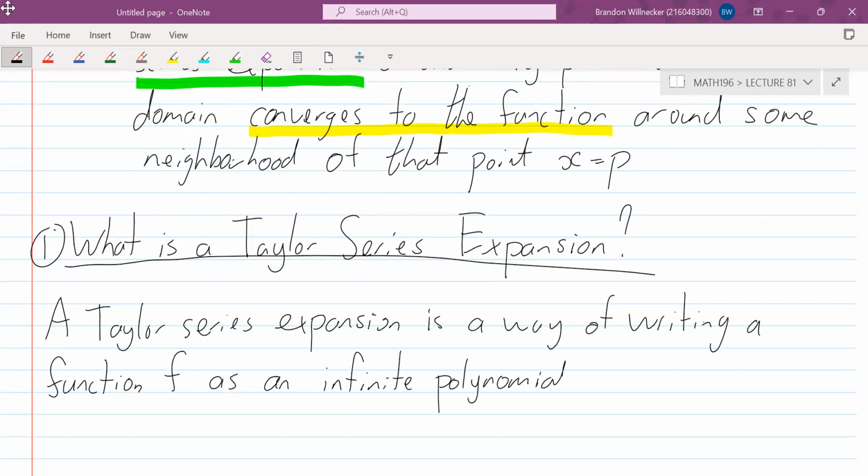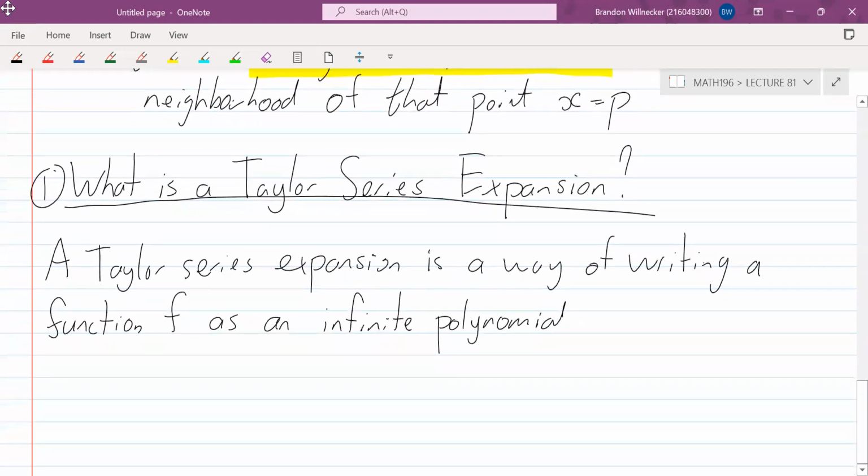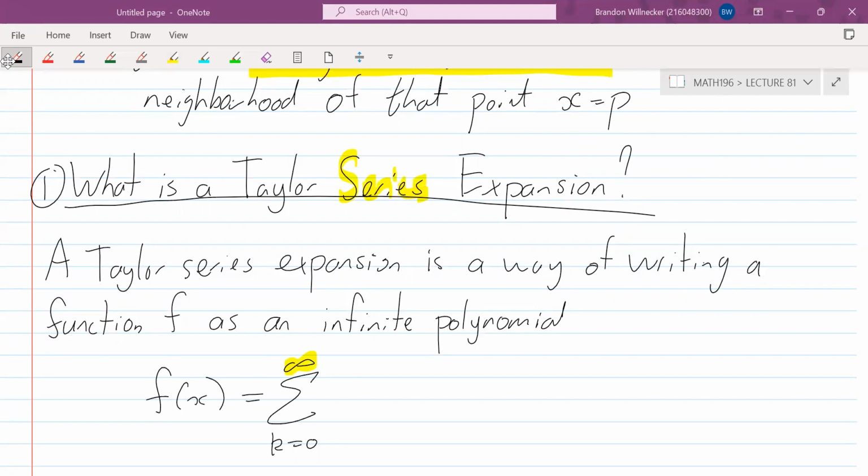Okay, so what do I mean by an infinite polynomial? Well, I mean, we take this function f of x and we write it as the sum from k equals 0 to infinity. So we have an infinite number of terms, which makes the sum actually a series. If there's a finite number of terms, we call it a sum. If there's an infinite number of terms, we call it a series. So this is a Taylor series because there's infinitely many terms. Okay, so we have this infinite series of a_k x to the k. Okay, so it's an infinite polynomial.